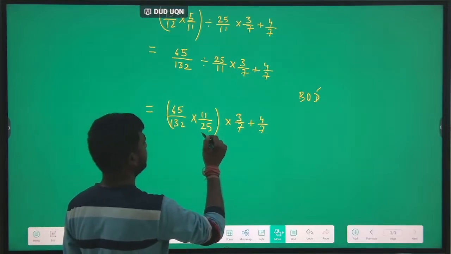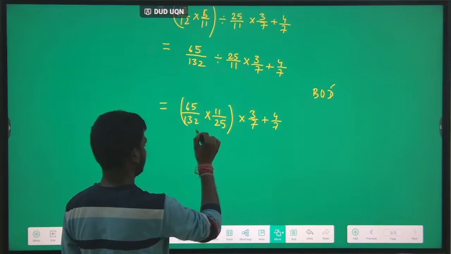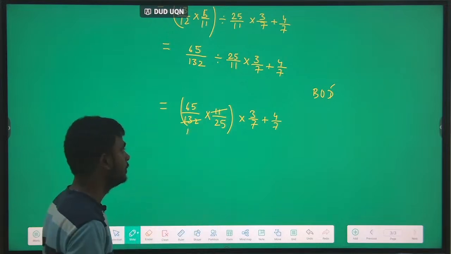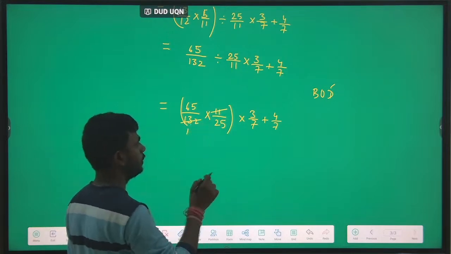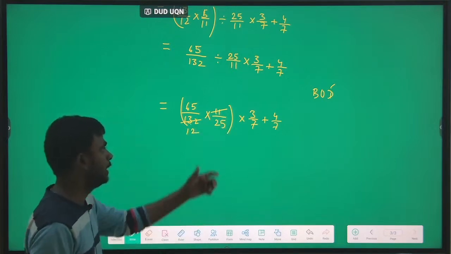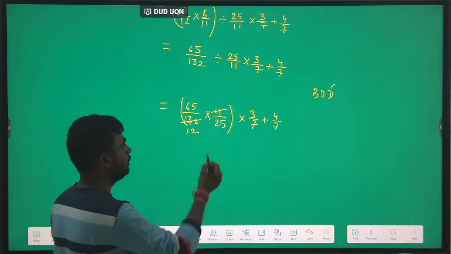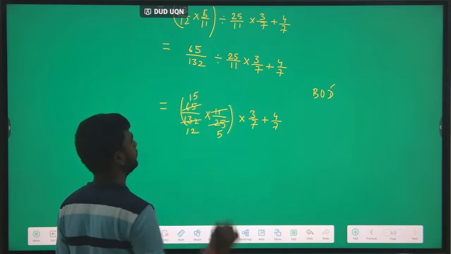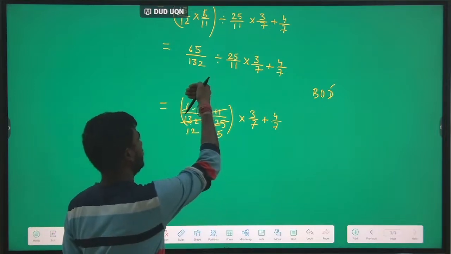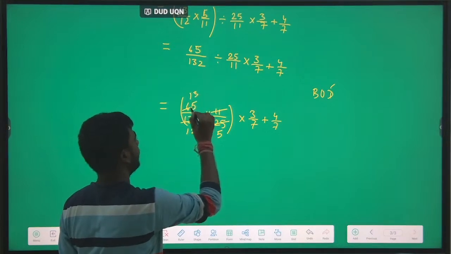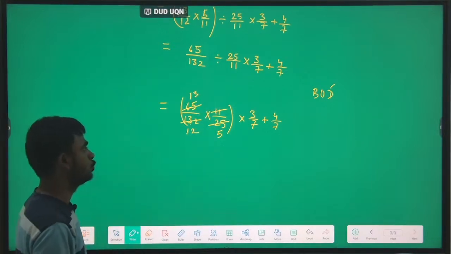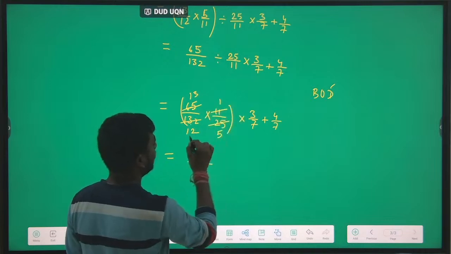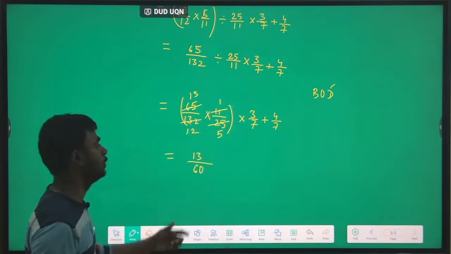We know that 11 when multiplied with 12 gives 132: 11 multiplied with 2 is 22. Similarly, 5 when multiplied with 5 is 25, and 5 when multiplied with 13 is 65. Sorry, it is 13. So what are we getting? 13 into 1 is 13 and 12 into 5 is 60. So it is 13/60.